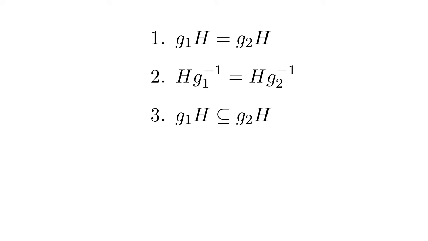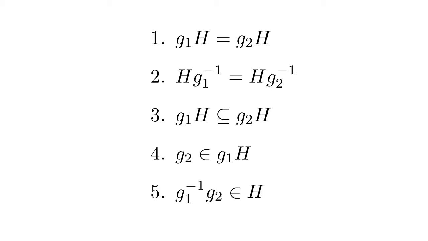g1H is a subset of g2H, which means containment is just as good as equality. g2 is contained in g1H, which means that if you have an element in the coset, the coset associated with that element is equivalent to the original coset. And g1 inverse times g2 is in H, which means if that product is in H, then that's also equivalent to saying that the two cosets generated by those two elements are equivalent. Now, if any one of these things is true, then it implies all the other properties.